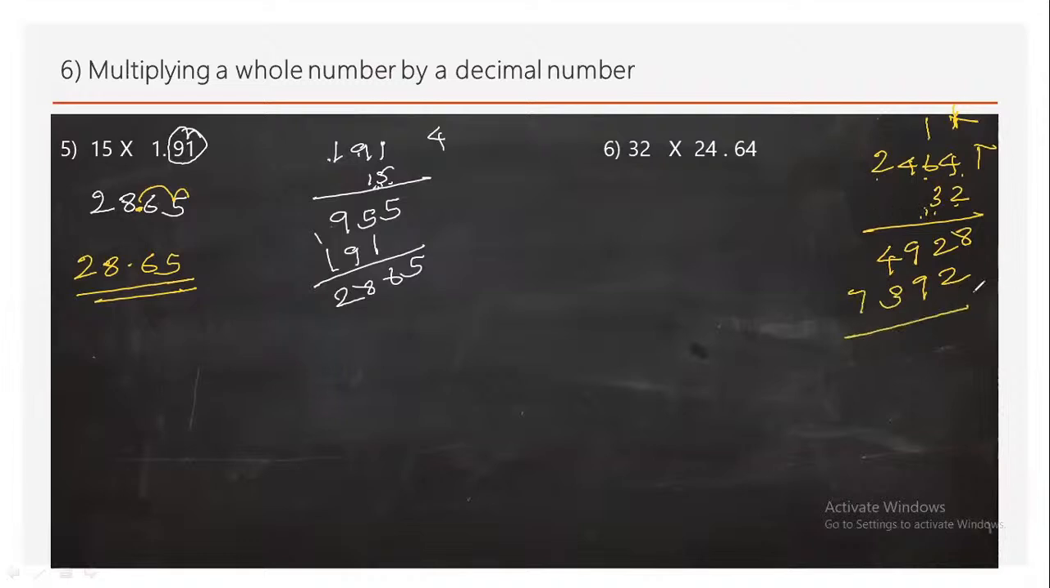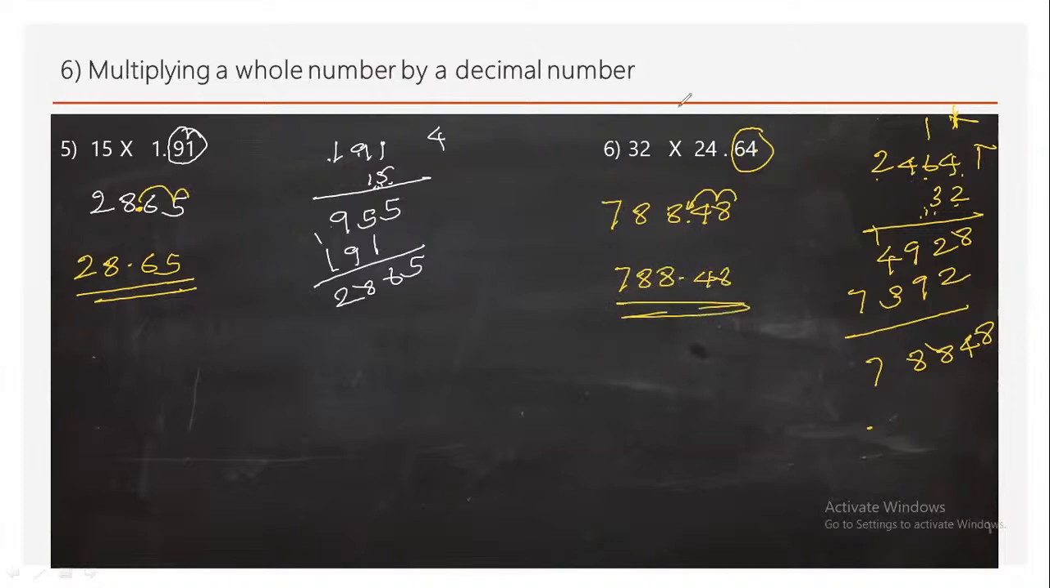Then you can write the answer here. 8, 4, 9 and 9, 18, 1 remaining. 5 and 3, 8, 7. Then what is the answer? 78,848. Now, this is not the answer. You have to separate the decimal places. 2 decimal places here, so 2 decimal places towards the left-hand side: 788.48.